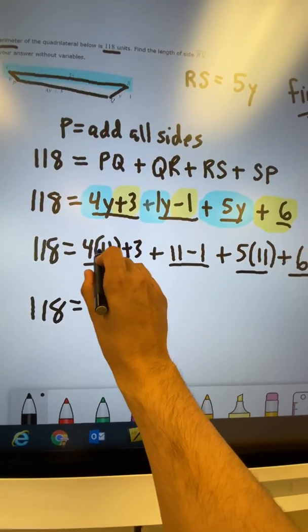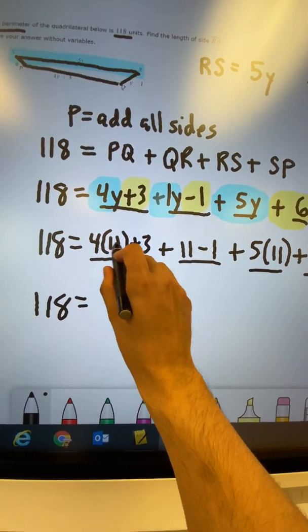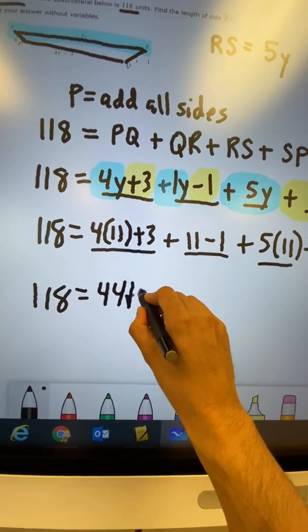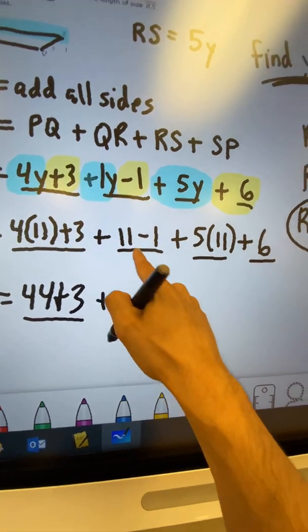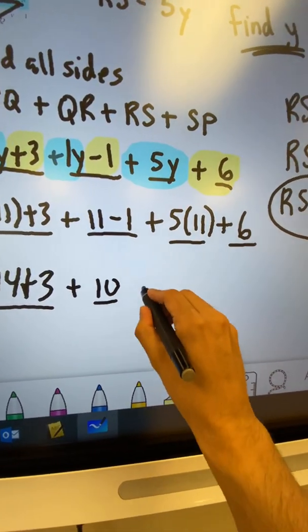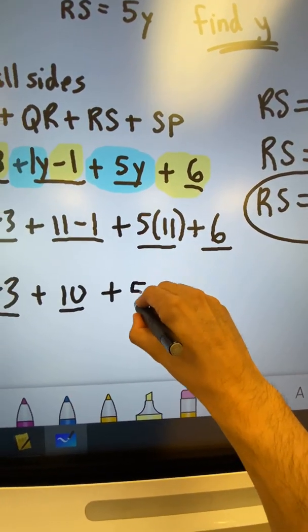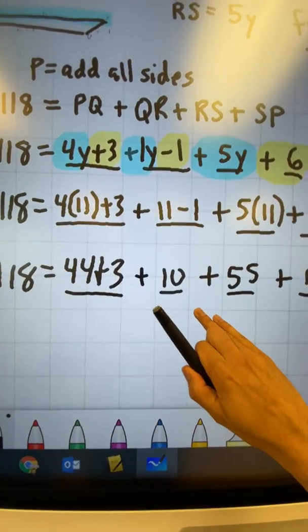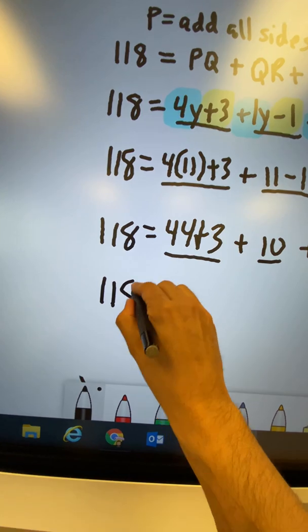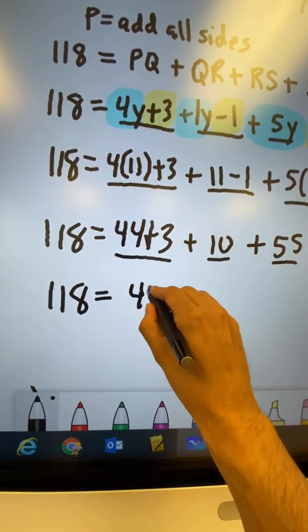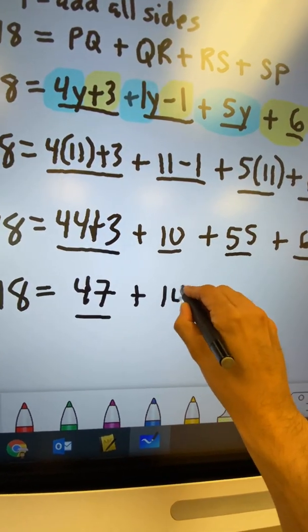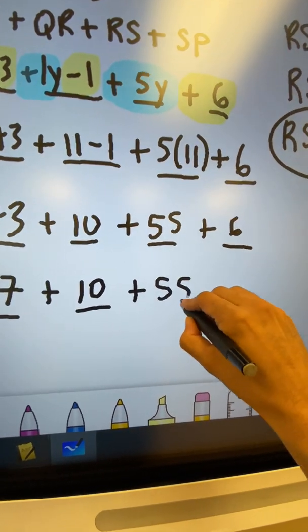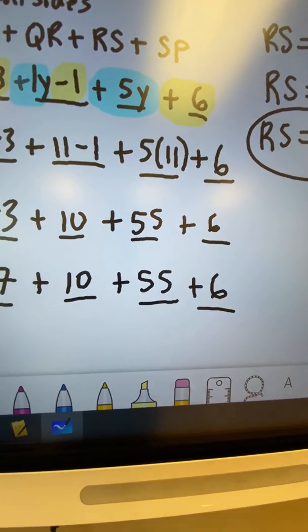When I simplify this, 4 times 11 is 44. So 44 plus 3 is 47, that was one of my sides. Plus 11 minus 1 is 10, that's another side. Plus 5 times 11 is 55. Plus the last side is 6. So now I have the length of each side of my rectangle. These are my 4 lengths.